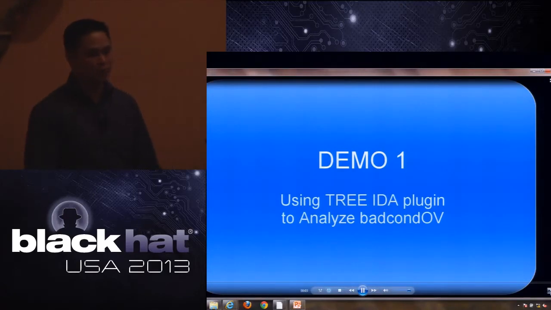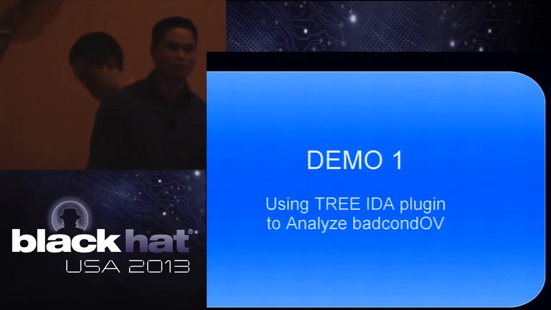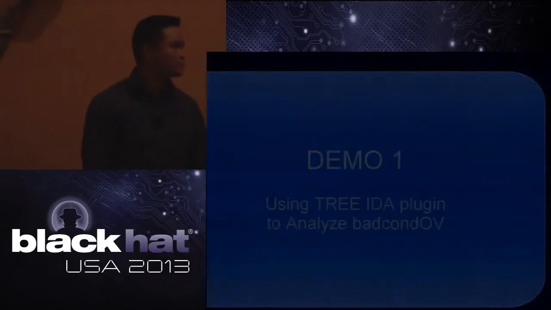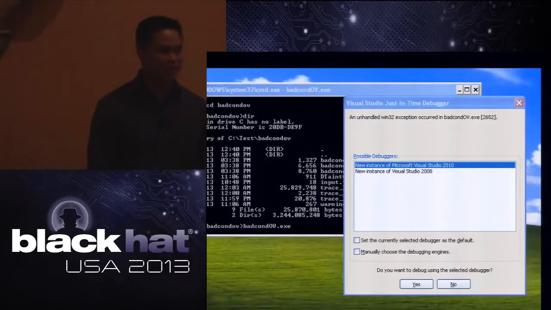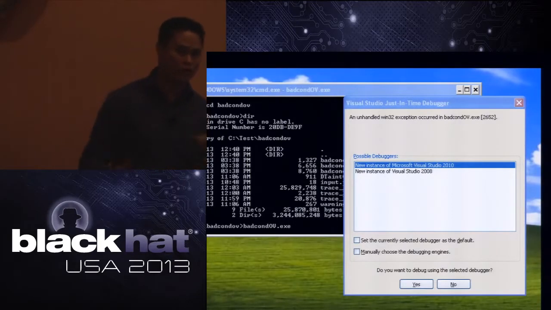So in this example, we're going to start with a crash. This crash could have been discovered doing fuzzing, testing, whatever. You have a crash and you want to analyze it. So you can see the Microsoft JIT debugger wants to help you debug this crash. And debugging is a very popular technique to analyze crashes. So you set breakpoints, you step through the code, and you try to figure out what's going on.